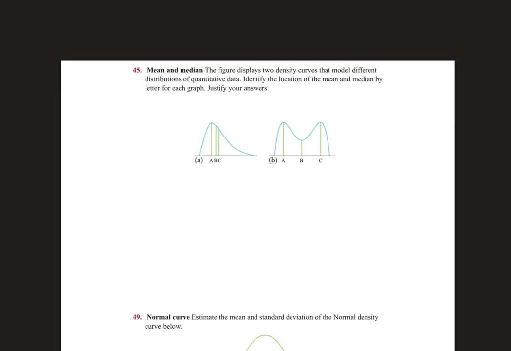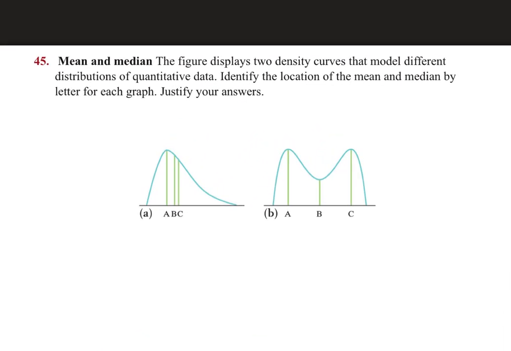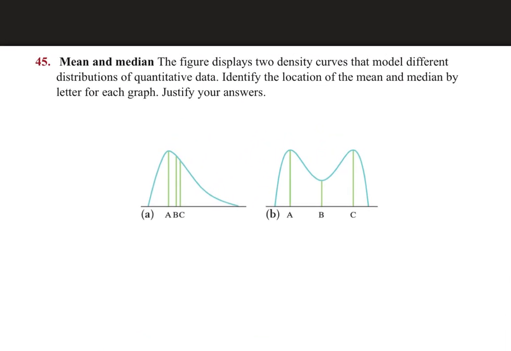Okay, next one is more of a conceptual question, just testing you on your understanding of a single concept. When you are looking at the shape of a distribution, how can you tell from the shape what's bigger between the mean and the median? Okay, so they say the figure displays two density curves that model different distributions of quantitative data. Identify the location of the mean and median by letter for each graph and justify your answer.